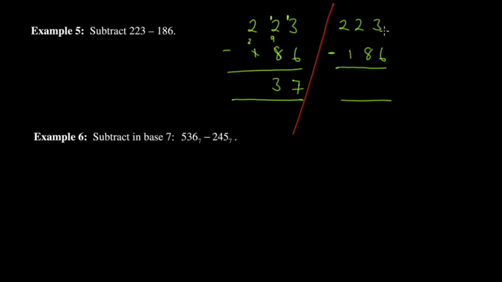Okay, so let's say you have 2 and then you're subtracting 6. It can't. So you have to give 10 here. That's what will be happening. And then this one becomes 13. Why are you giving 10 here? Because you're in base 10. Okay. This is what was happening.